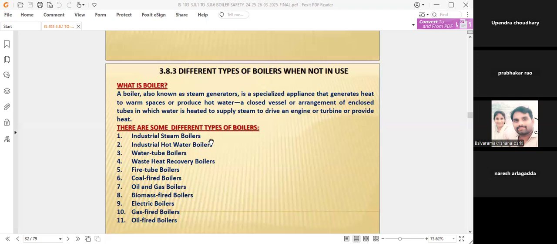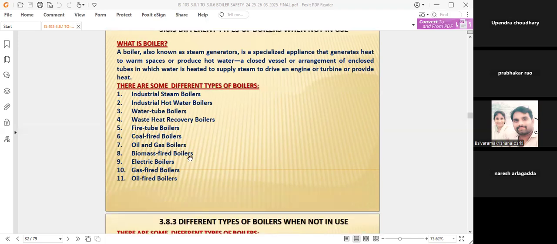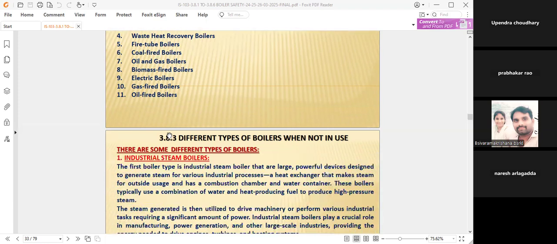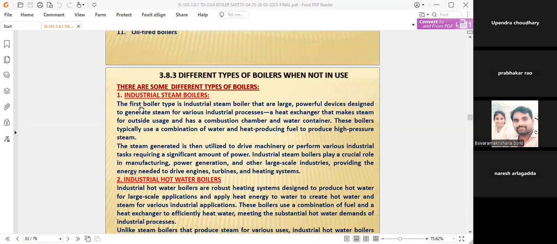We will discuss the different types of boilers, and how the safety precautions are to be taken when they are not in use. Before going to that, what will help us take the benefits of these boilers? One is industrial steam boilers. The first boiler type is an industrial steam boiler, which is a large, powerful device designed to generate steam for various industrial processes, that is, a heat exchanger that makes steam for outside uses and has a combustion chamber and a water container also. These boilers typically use a combination of water and heat-producing fuel to produce high pressure steam.